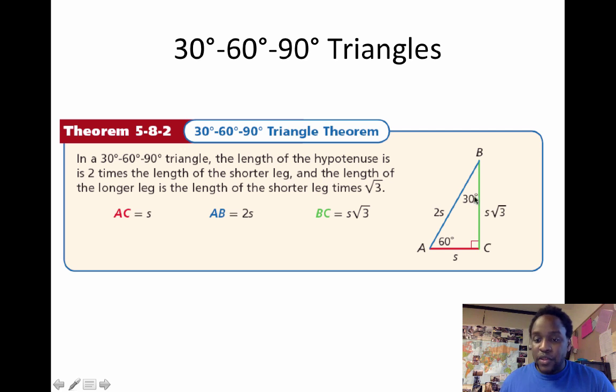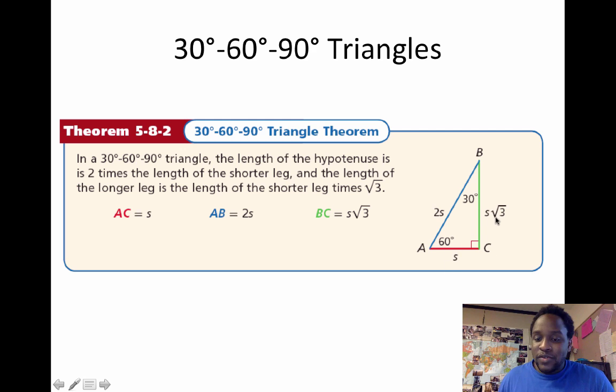So across from the 30-degree angle is the shortest leg. We call it S. Across from the 60-degree angle is the longest leg, and we call that S radical 3, because it's radical 3 times as long as S. And across from the right angle, the hypotenuse is 2S, or twice as long as the short leg.